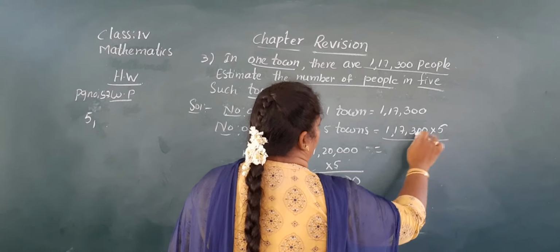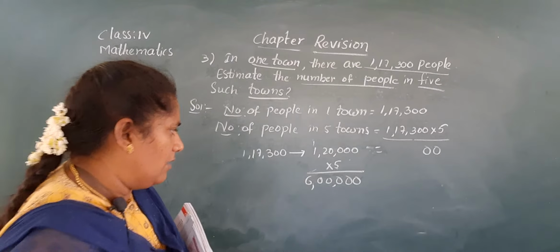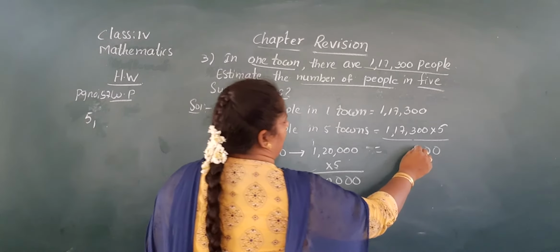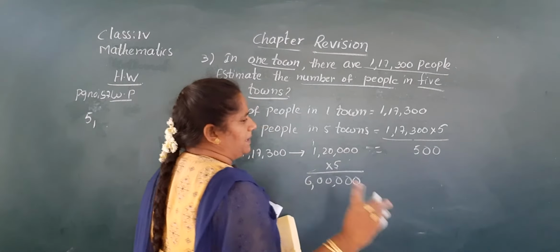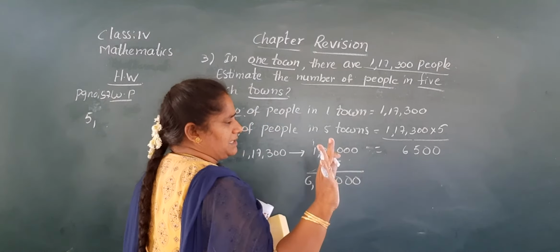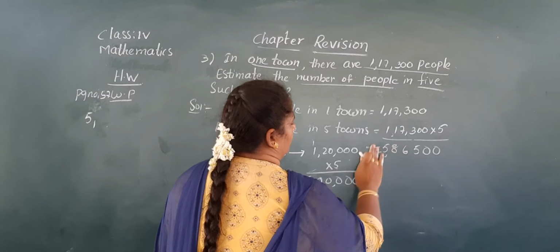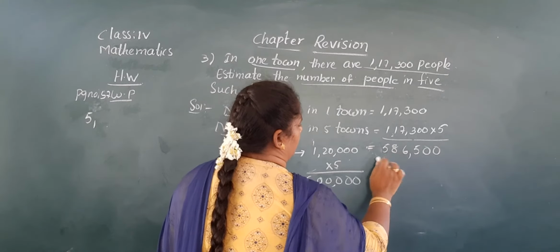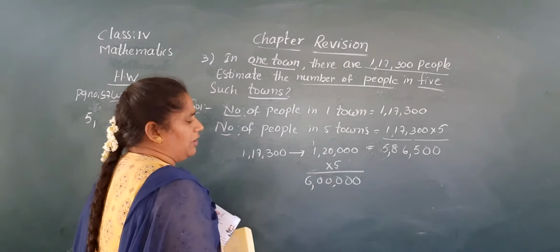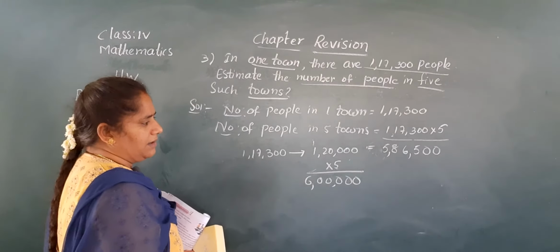5 0 0, 5 0 0, 5 3s are 15. 1 in hand, 5 is down. Okay. And 5 7s are 35 plus 1, 36. 3 in hand, 6 is down. 5 1s are 5 plus 3, 8. And 5 1s are 5. So 5,86,500. So if you round off this number, it becomes 6 lakhs only.